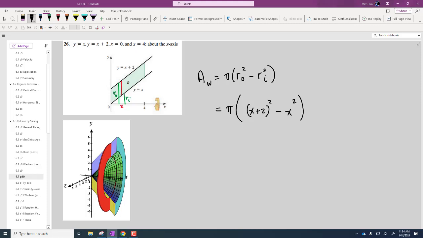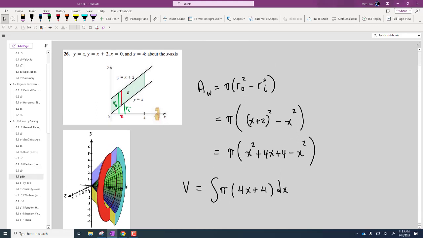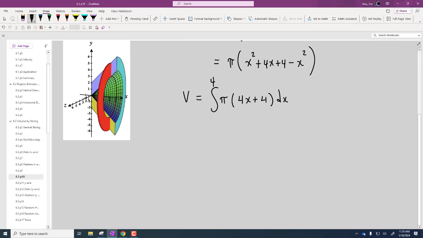So that'll be the area of our washer, of a general washer. We square this out, we get x squared plus 4x plus 4. The x squareds cancel. So the volume will be the integral of pi times just 4x plus 4. And we're told that we're going to go between x equals 0 and x equals 4. So those are our limits.